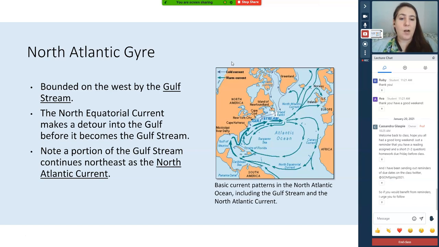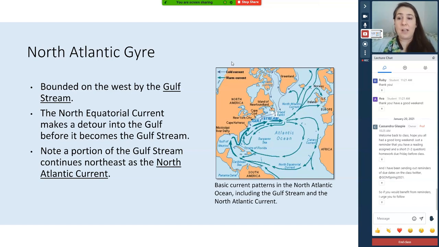Okay, so to understand circulation in the Gulf of Mexico, we need to understand circulation in the North Atlantic Ocean, because circulation in the Gulf of Mexico is linked to the larger circulation pattern in the North Atlantic Ocean, and this is the North Atlantic gyre. So gyres are circulation patterns that are circular in motion, that cover a large portion of an ocean. In this case, we're covering the North Atlantic.